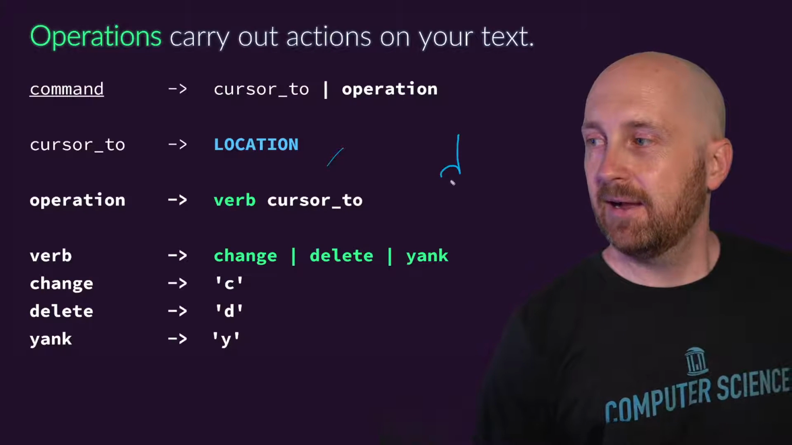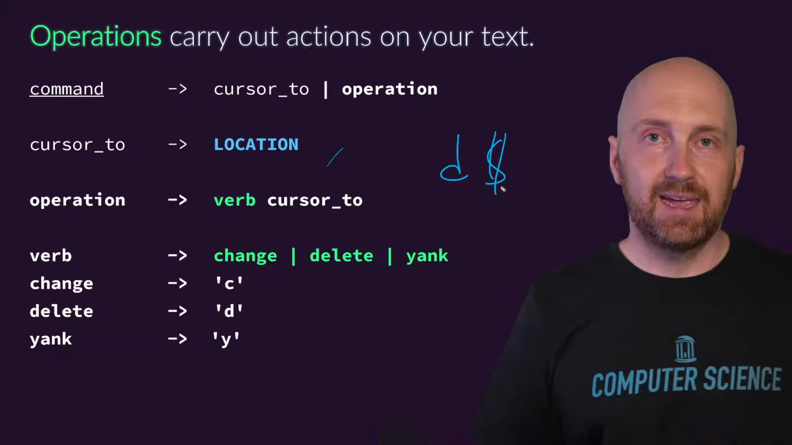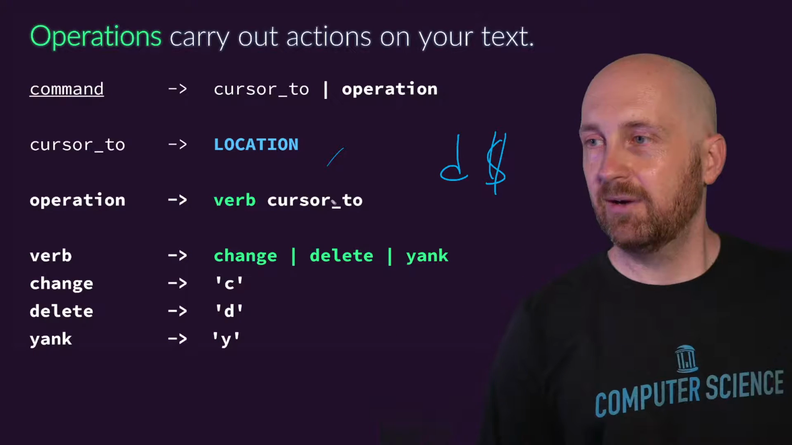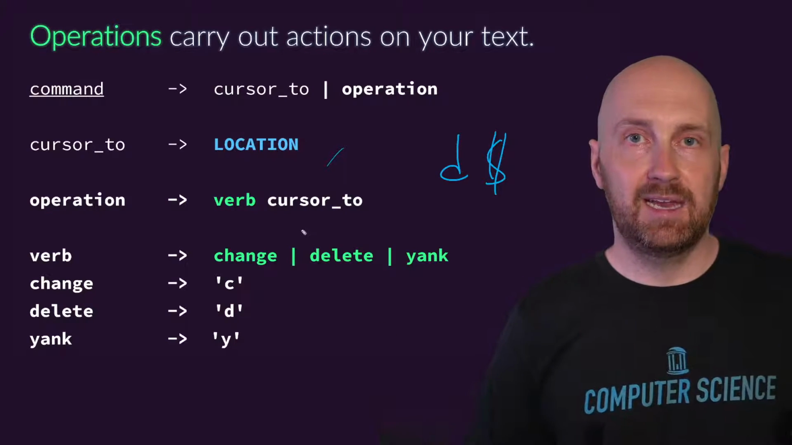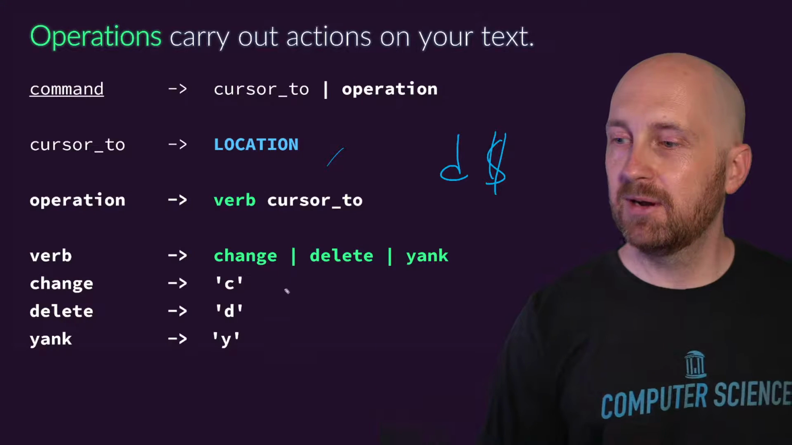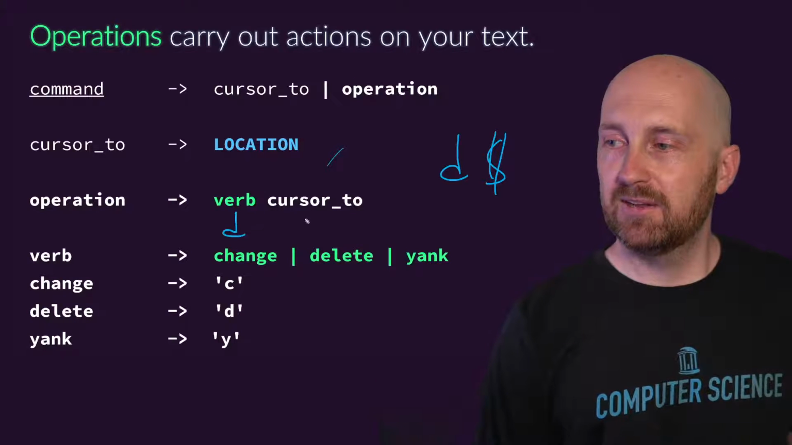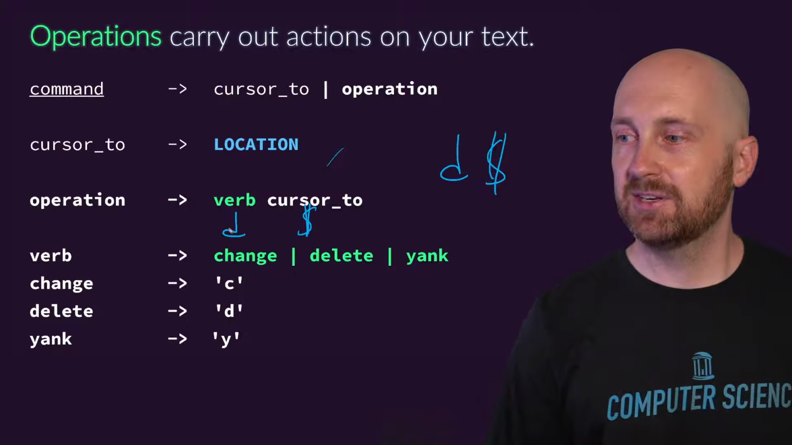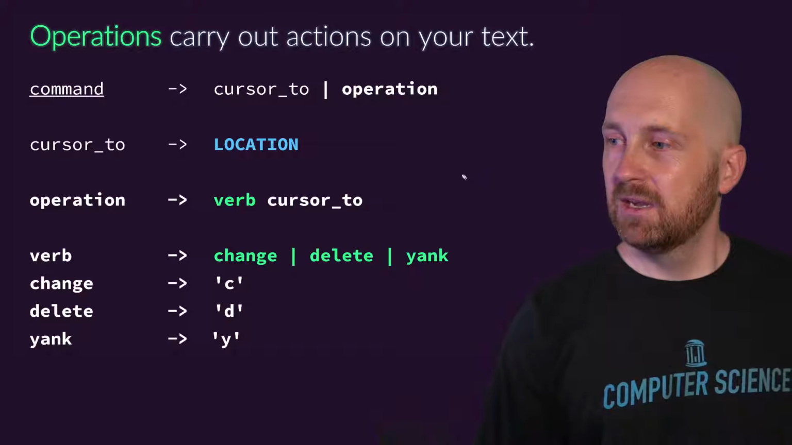And so with a command such as D$, if we were to parse this and think about how this would actually be represented in a parse tree using this grammar: the verb is delete, the cursor to is $, which we know is the end of line, and that's what's going to cause our text to be deleted to the end of a line.